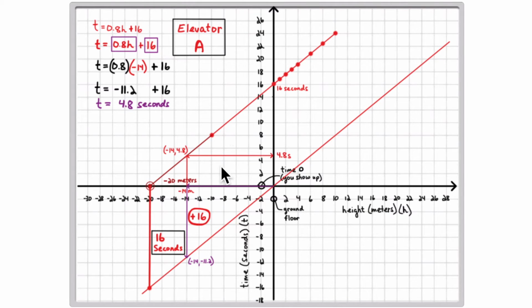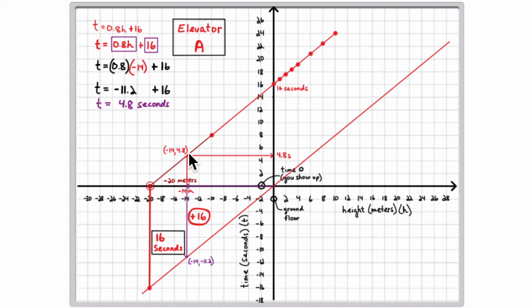So now what happens when it's at negative 14 meters? If it were a proportional relationship, if it were at ground level at time 0, it would take 11 2/10 seconds before you showed up to be at negative 14 meters. But it's not. It's starting out at negative 20 meters. So it takes this extra 16 seconds to travel to this negative 14 meters. So that means you have to add these 16 seconds to this time, this negative 11 2/10 seconds. So for you, if the elevator is at negative 20 meters, it's going to take this 4 8/10 seconds to get to negative 14 meters.